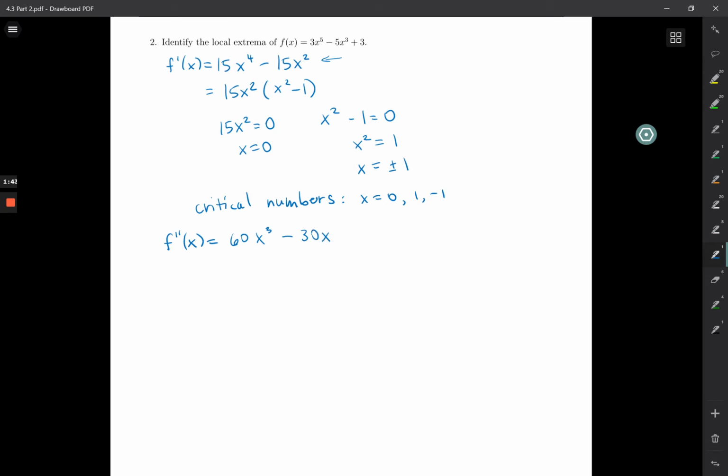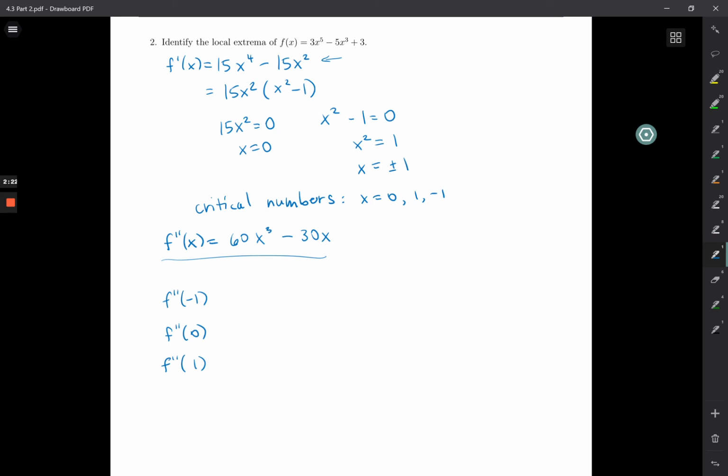Now we are just going to take our critical points and plug them into this formula we just found. So we're going to evaluate f double prime of minus 1, f double prime of 0, and f double prime of 1. One thing to be careful about is to make sure you're plugging your critical numbers into the right thing when you're using this test. Make sure you're plugging it into the second derivative, not the first derivative, and not the function itself. So keep everything straight.